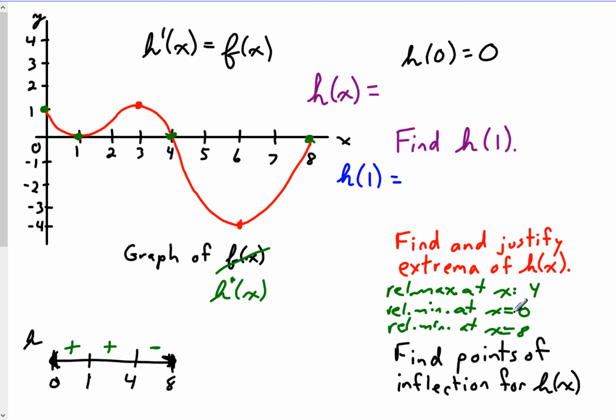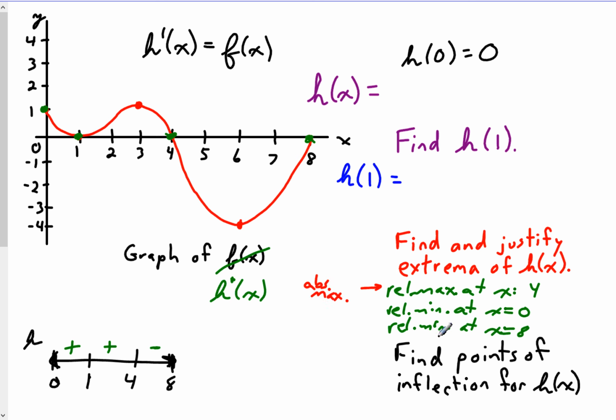Now, because this is a closed domain from 0 to 8, and I can tell since h prime exists for all points there, that means h is continuous from 0 to 8, the EVT applies, and there must be an absolute max and an absolute min in this. Because the only relative max is at x equals 4, this must also be an absolute max.